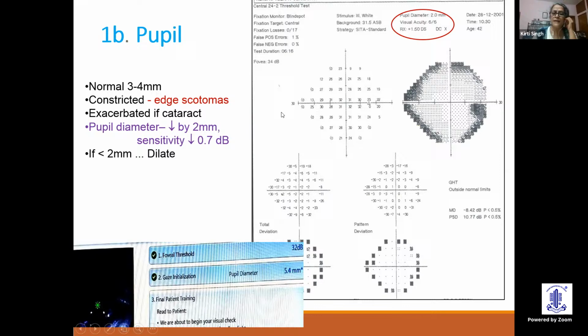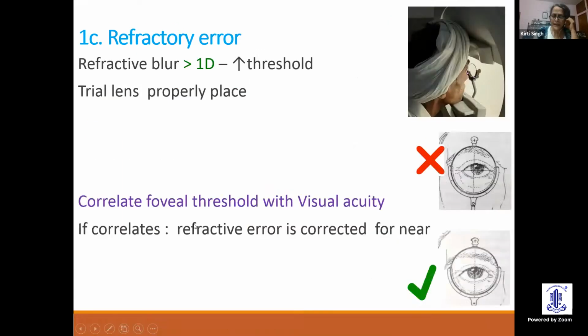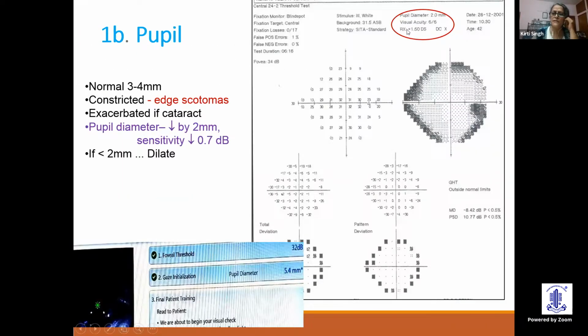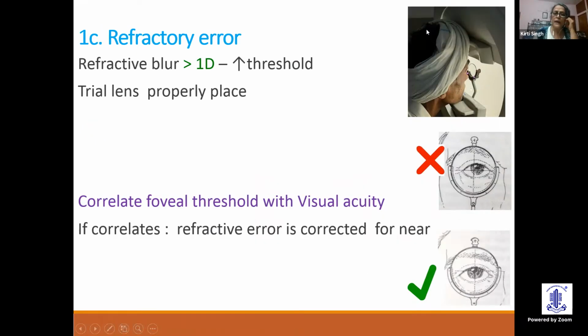If it is small, dilate it, and the new machines, after gaze initialization, will measure the pupil themselves. And remember, perimetry is a test done in a semi-dark room, so the pupil will be a little dilated. Second thing you must rule out is the refractive error. See, it was mentioned here, the refractive error. Why? Because refractive blur will increase the threshold, and the trial lens has to be placed properly and centered.